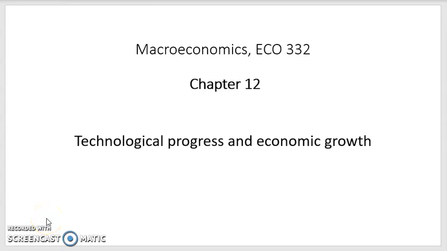Hi and welcome back. So we've seen in the previous video that the growth rate of output per worker is ultimately determined by the rate of technological progress. What we haven't discussed so far is where the technological progress itself comes from, or where technology comes from? So in this video we'll be basically answering the question: what determines the rate of technological progress?